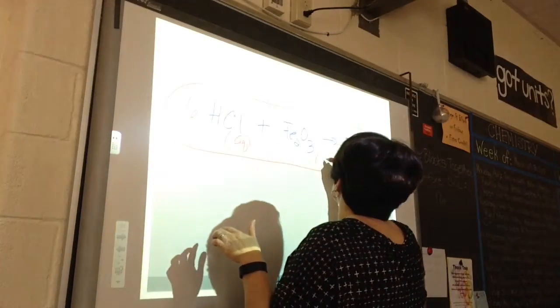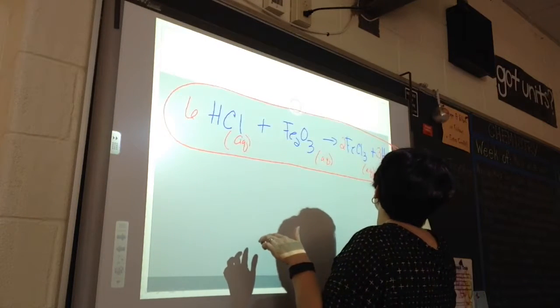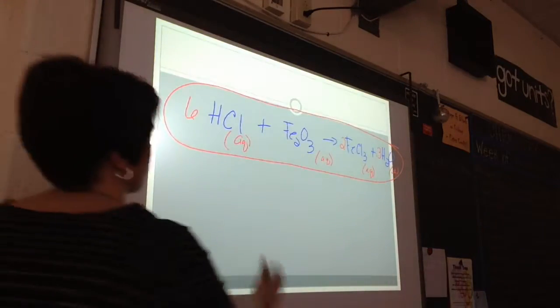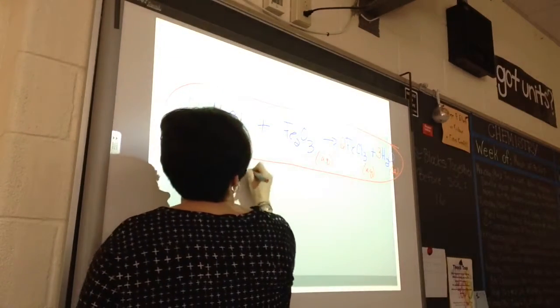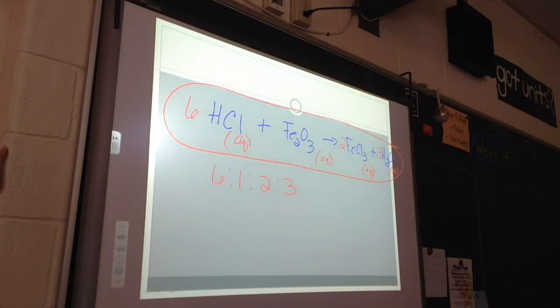This is actually aqueous. This one is 2, but that's okay if you don't know that. You definitely need the L on water and definitely need the aqueous on there. So what's my ratio? 6 to 1 to 2 to 3. Is that a reducible ratio? No, because I got that 1 in there.